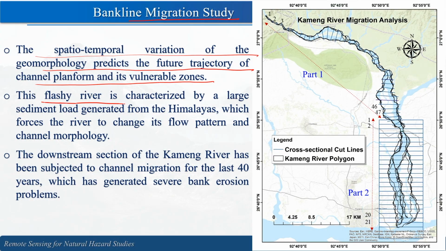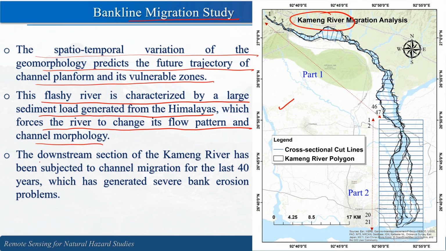This flashy river is characterized by a large sediment load generated from the Himalayas. This is the Kaming river, which forces the river to change its flow pattern and channel morphology. The downstream section of the Kaming river has been subjected to channel migration for the last 40 years, which has generated a severe bank erosion problem.